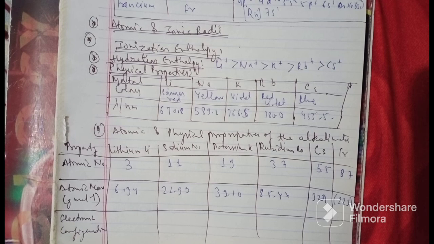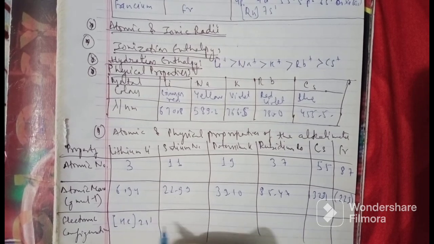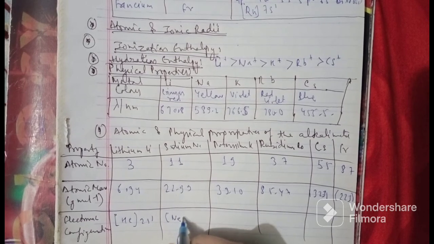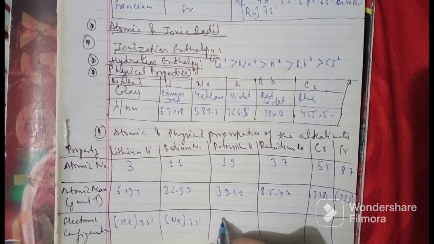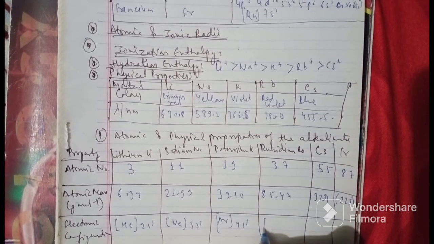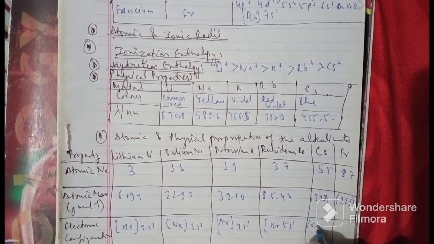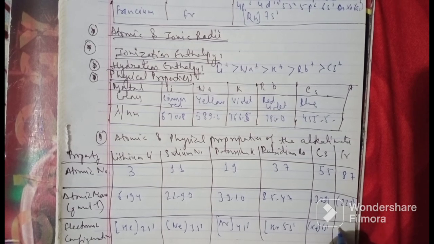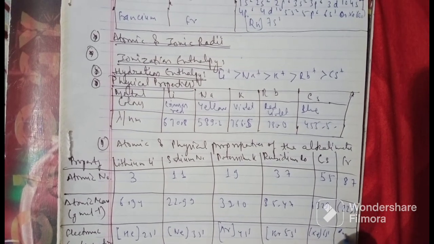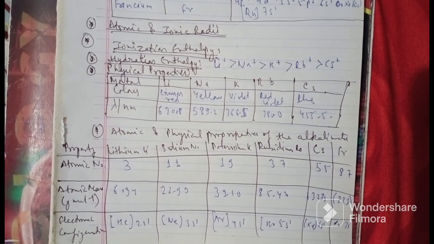Now talking about the electronic configuration, which is helium 2s1, neon 3s1, argon 4s1, krypton 5s1, xenon 6s1, and radon 7s1. These were the electronic configurations of these alkali metals.